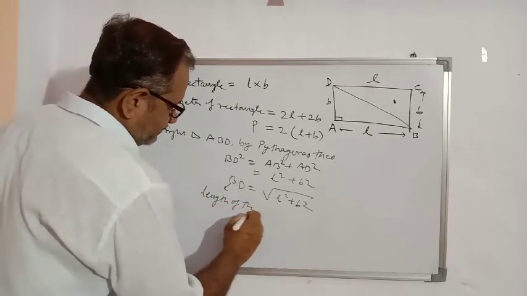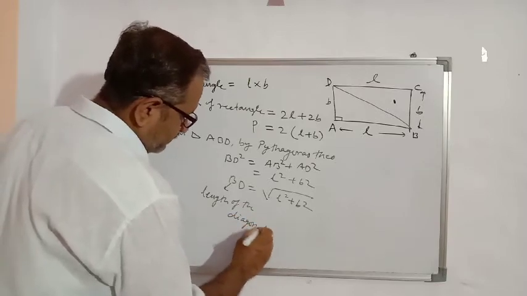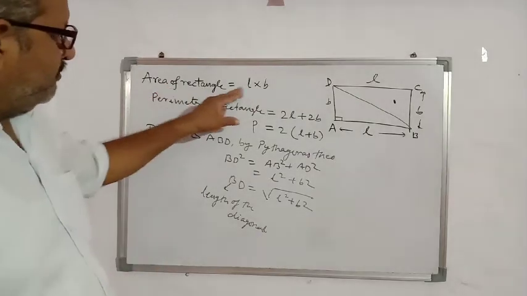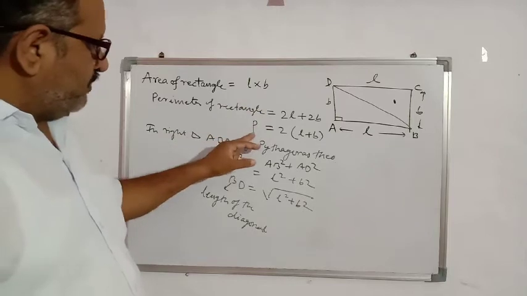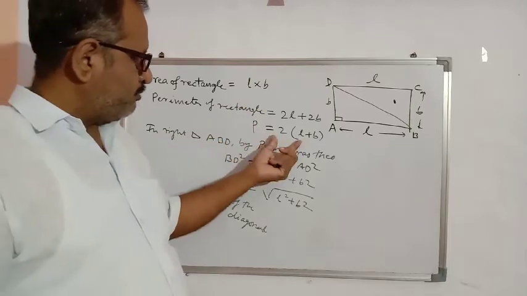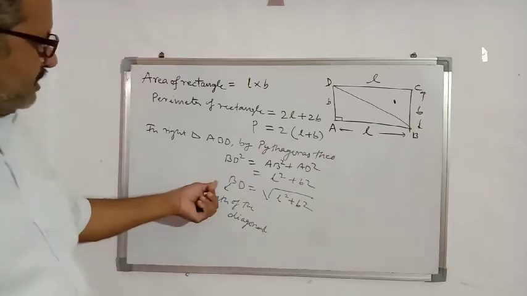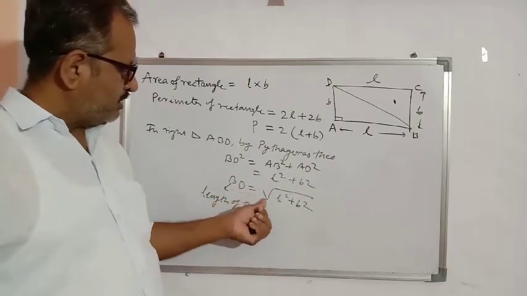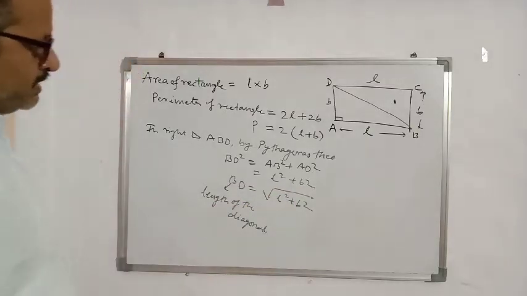Length of the diagonal of a rectangle. So to find area, we will use length into breadth. To find perimeter, we will use this formula. Perimeter is equal to 2 into L plus B. And for the length of the diagonal, we can use this relation. Length of the diagonal is equal to under root L square plus B square.